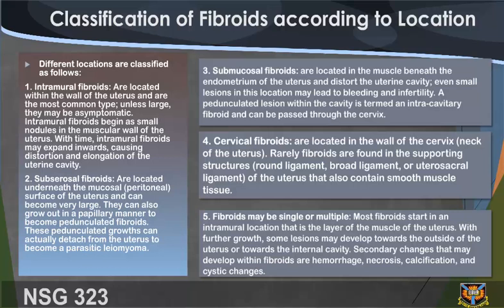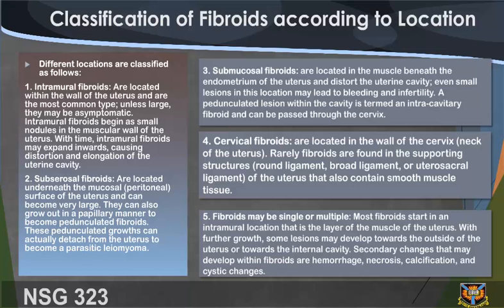3. Submucosal fibroids are located in the muscle beneath the endometrium of the uterus and distort the uterine cavity. Even small lesions in this location may lead to bleeding and infertility. A pedunculated lesion within the cavity is termed an intracavitary fibroid and can be passed through the cervix. 4. Cervical fibroids are located in the wall of the cervix, the neck of the uterus.